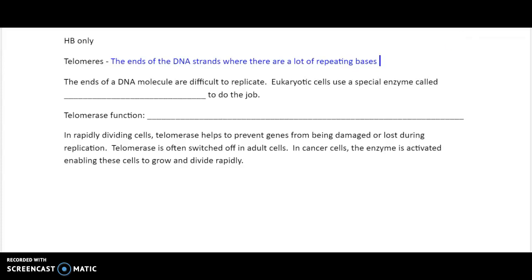Errors are more likely to happen. I guess because they're right there at the end, sometimes they come loose and tend to miss some of those base pairs. So the ends of the DNA in the molecule are difficult to replicate. So eukaryotic cells use a special enzyme called telomerase to help do that job.